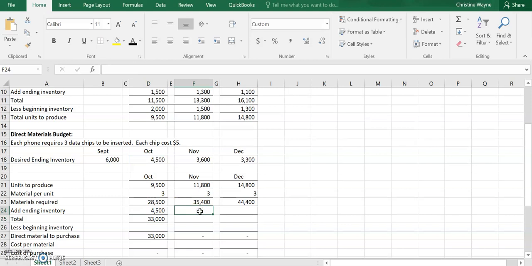Second one here in November. Again, they give this to us. We're going to bring that down. Third one, they're going to give to us. Looks like I didn't need to copy those formulas over.